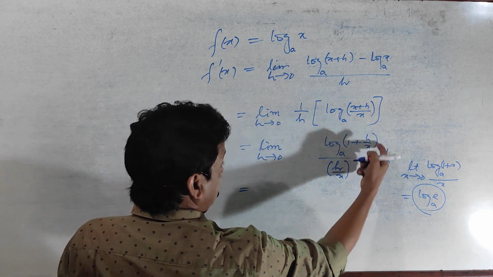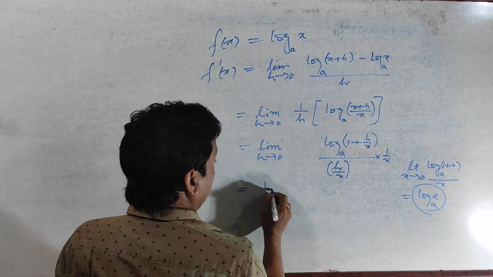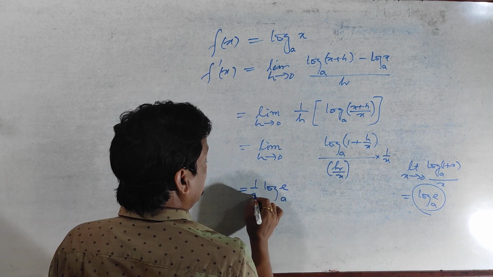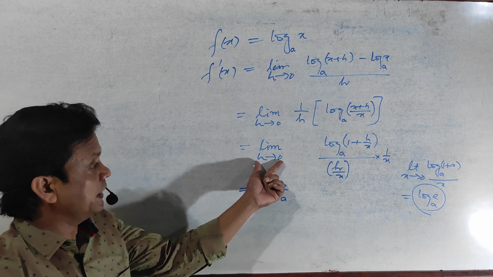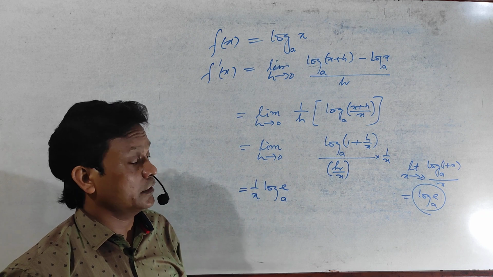So this term becomes log e to the base a, and here it is 1 by x, because 1 by x is a constant. The variable is h, so 1 by x is a constant, so it goes outside. So the answer is this one.